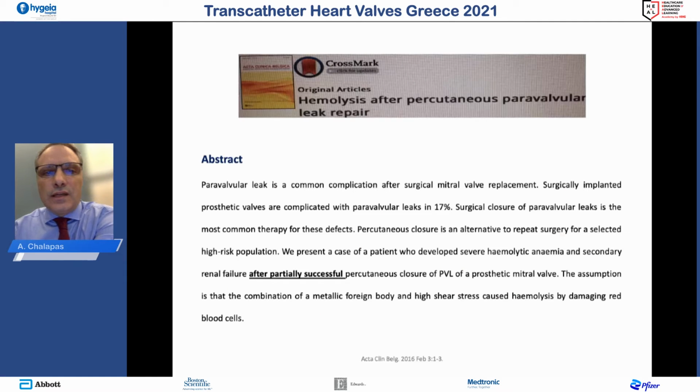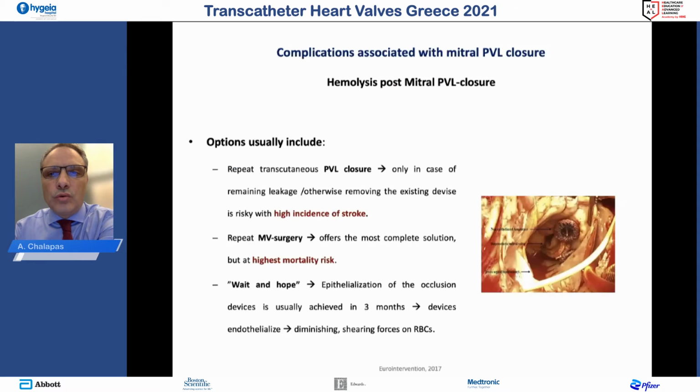recurrence of the hemolytic anemia. Recurrence often occurs when we don't seal these defects completely, and it is very important to try to seal the defects completely. And in case of recurrence of hemolysis due to residual PVL, there are different strategies. I think waiting and hoping that the epithelialization of the occlusion device is going to diminish the shearing forces on red blood cells, and therefore decrease the hemolysis, could be one of our choices.